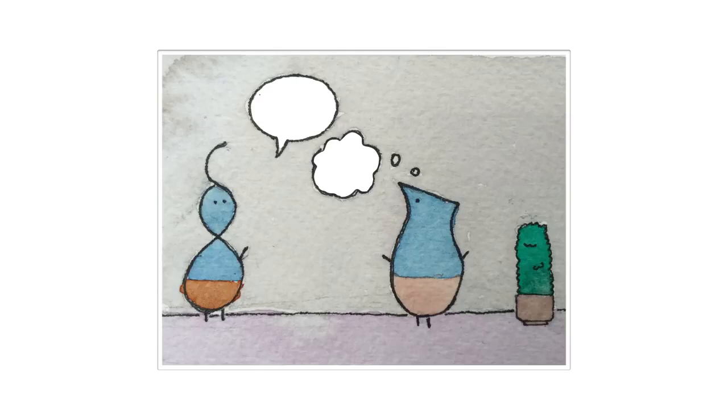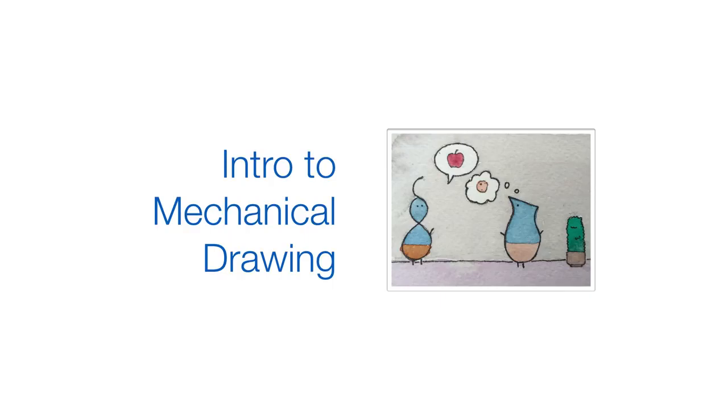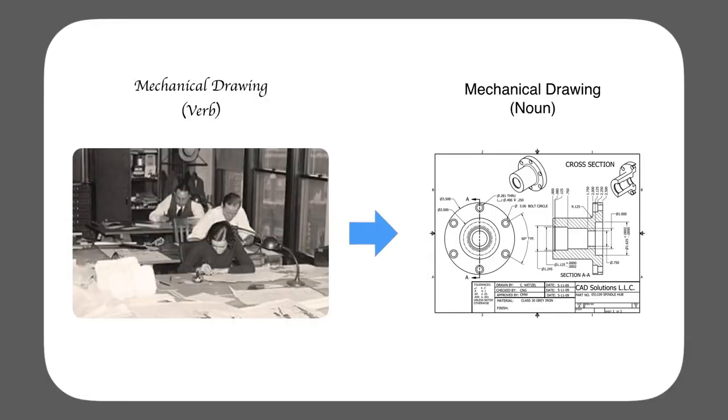Have you ever had trouble describing the shape of an object when it's not in the room with you? Or what if the object doesn't even exist yet? Mechanical drawing is a useful skill that fixes this problem. Mechanical drawing is an action that uses lines and numbers to produce mechanical drawings.